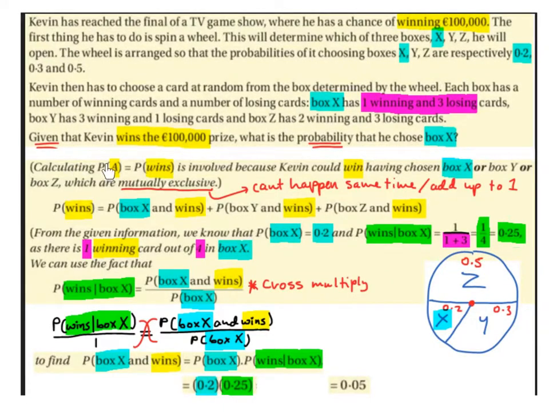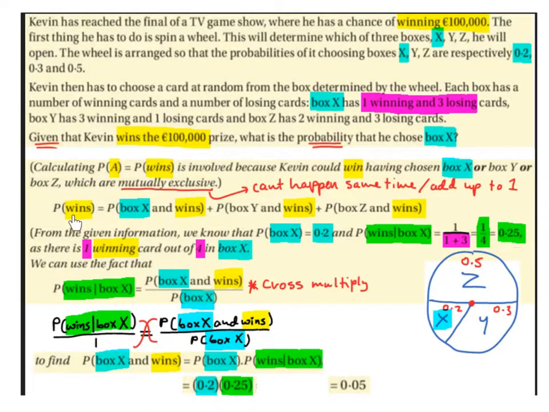So calculating the probability of A, which is the probability that he wins, is involved because Kevin could win having chosen box X or box Y or box Z, which are mutually exclusive, which means that they can't happen at the same time. He can't choose both box X and box Y at the same time, and so on, and they add up to 1. That means they are the only options. So 0.5 plus 0.2 plus 0.3 equals 1. There's no other box to choose from, so they are mutually exclusive events and they all add up to 1.